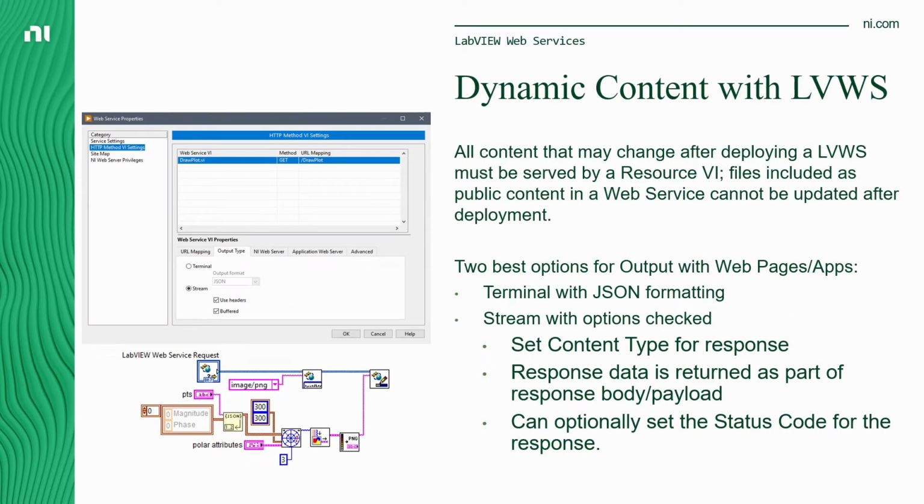Any content that may change after initially deploying a web service must be served by a resource VI. The static files that are included as public content in a web service cannot be updated after deployment. The two best options for responding with data from a web service are terminals with JSON formatting or the stream option with both options checked.